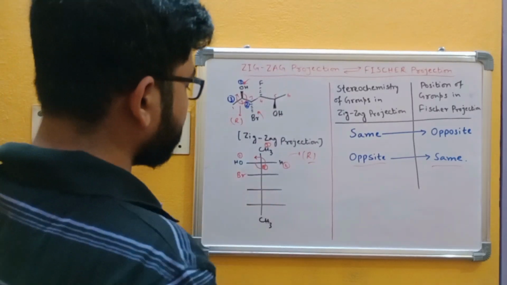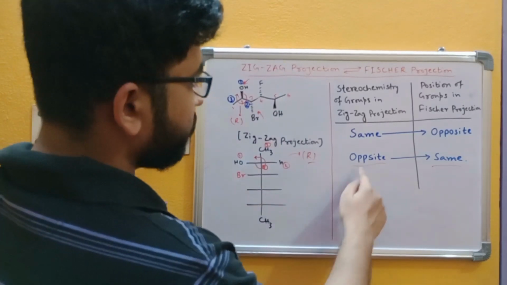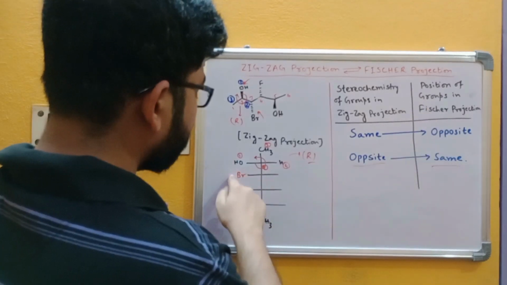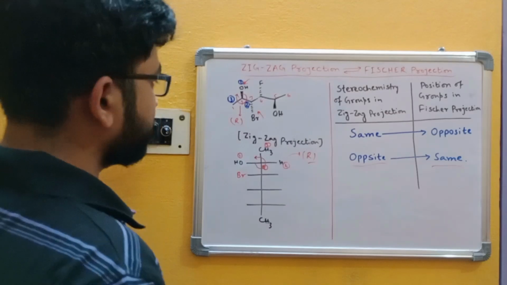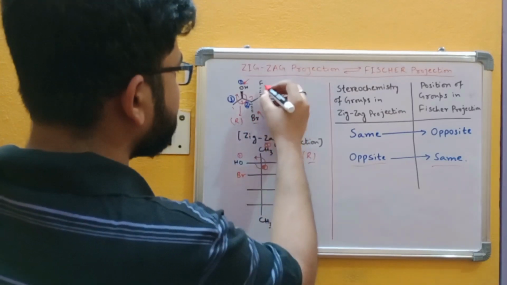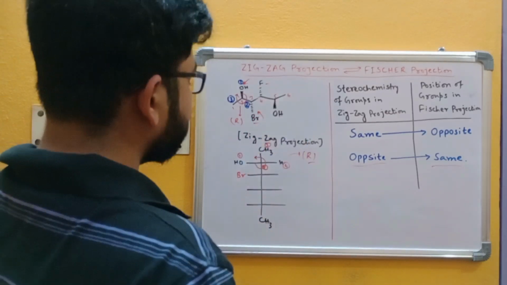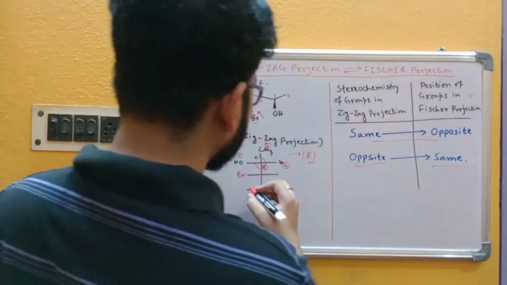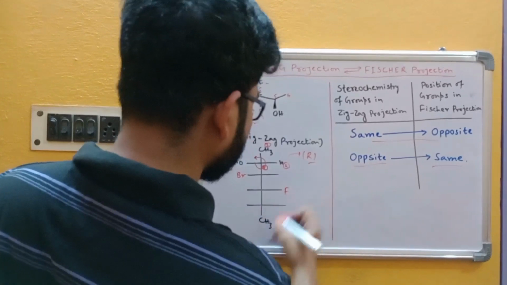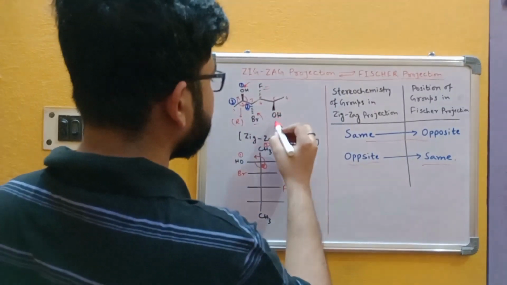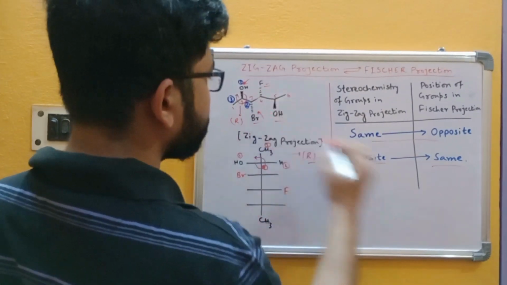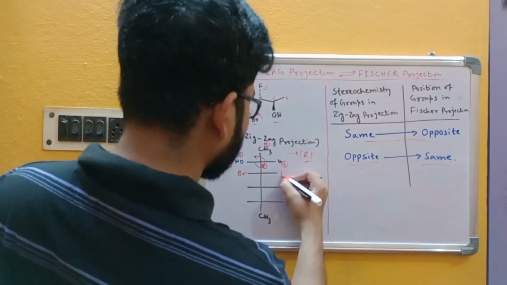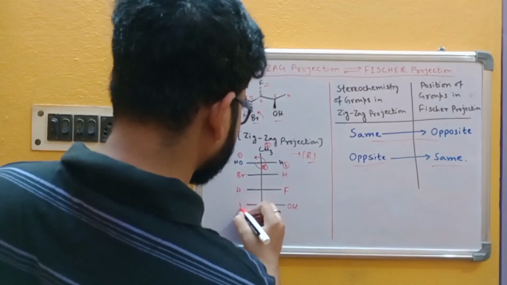So here in Fischer projection, according to the trick, opposite turns to same in Fischer projection, so OH and BR should be in the same position. Similarly, this BR and this fluorine in zigzag are in the same stereochemistry, so same turns to opposite, so fluorine should be here. Similarly, this fluorine and this OH are in opposite stereochemistry, so opposite turns to same, so OH should be here, and we keep hydrogen in the alternate position.